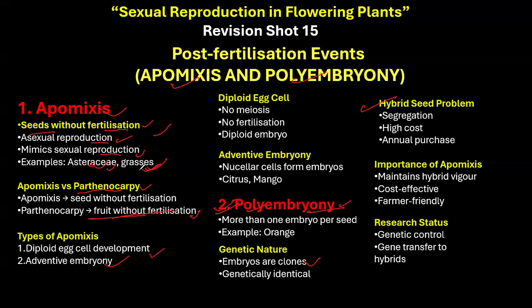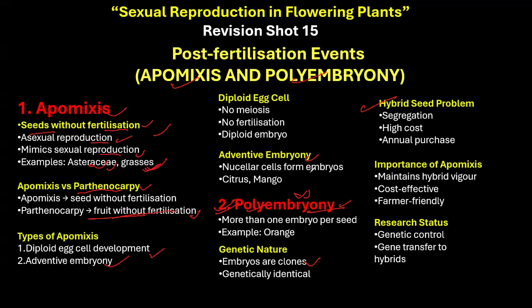Number two is adventive embryony. This is also called nucellar embryony. It is found in citrus fruits and mango. And here, what is happening? The nucellar cells divide, they form embryos, they protrude into the embryo sac and develop into embryos. So this is actually polyembryony also. That's why these two topics are connected to each other.